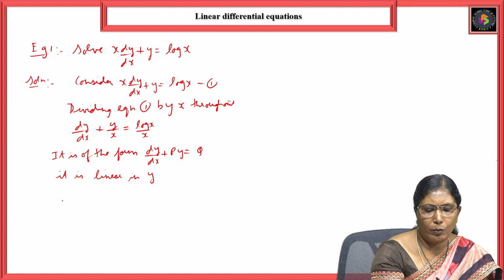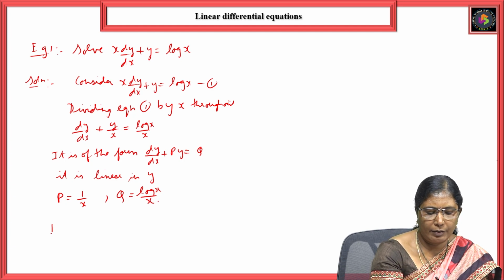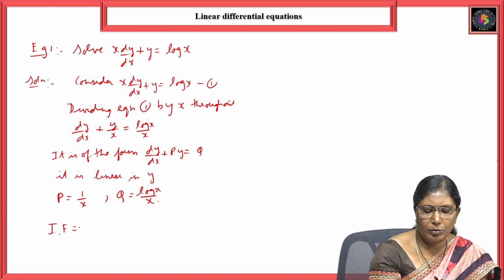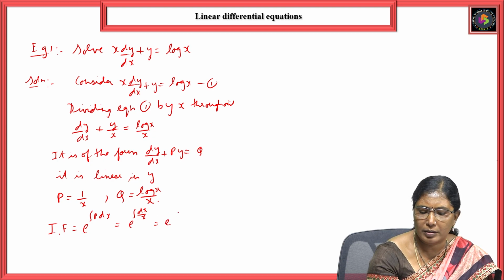So we have to find what p and q are. What is p here? 1 by x. What is q here? Log x by x. So we find the integrating factor, e to power of integration p dx. P is 1 by x, so e to power integration dx by x. Integration of dx by x is log x, so you get e to power log x, which is x. So this is the integrating factor.